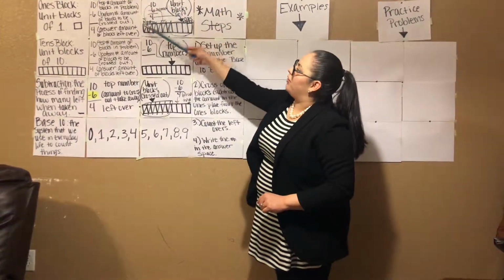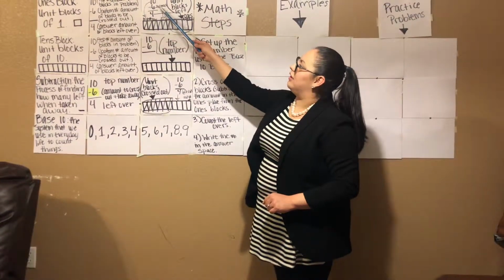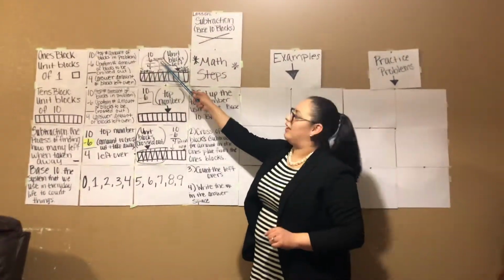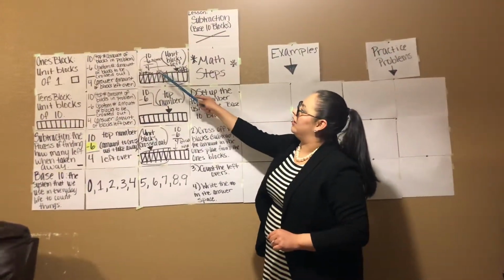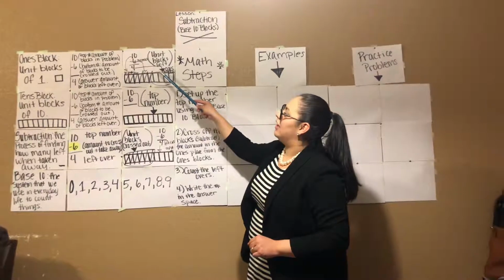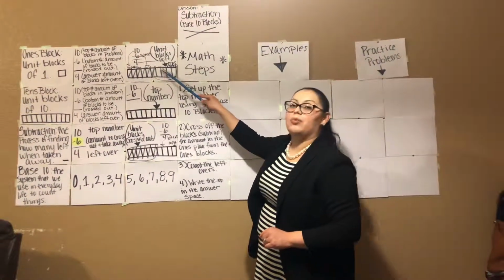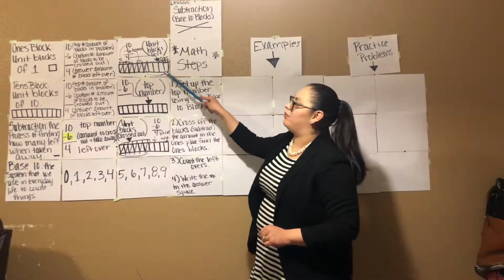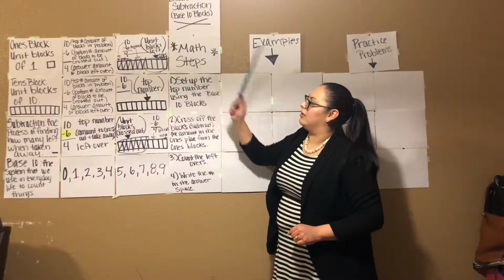Here is a tens block. For the top number, we have our tens block right here. The amount that needs to be taken out or crossed out, 6 right here. And the amount left over is your answer, which happens to be ones blocks right here. So here's an example of ones blocks left over.